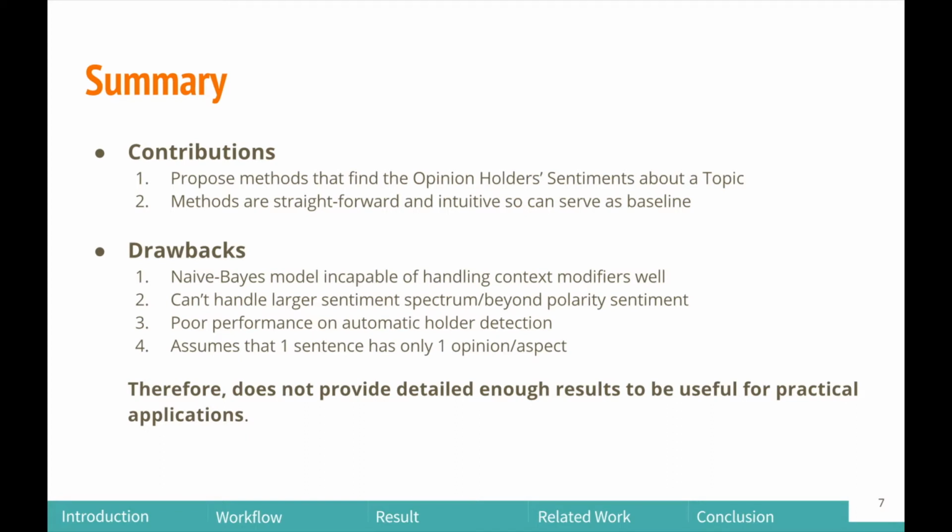There are several drawbacks of the paper. The first is that the naive-Bayes-based model is unable to handle context modifiers. The larger sentiment spectrum is not investigated. And from the results, we can also see that the holder detection is very poor. The last drawback is that the paper assumes there is only one opinion per sentence, which is not always true in practice. Therefore, the paper does not provide useful enough results for practical applications.